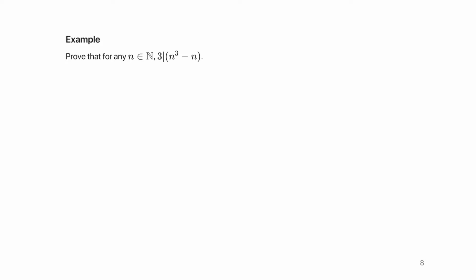Another piece of notation you should be aware of is this acronym RTP. What does that mean? It means required to prove. I use this a lot. Essentially what we're required to prove is that n cubed minus n is equal to 3k for k being an integer. Is that clear? So that's what we're required to prove.